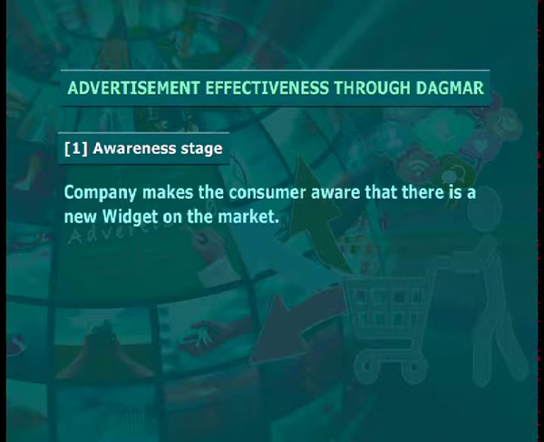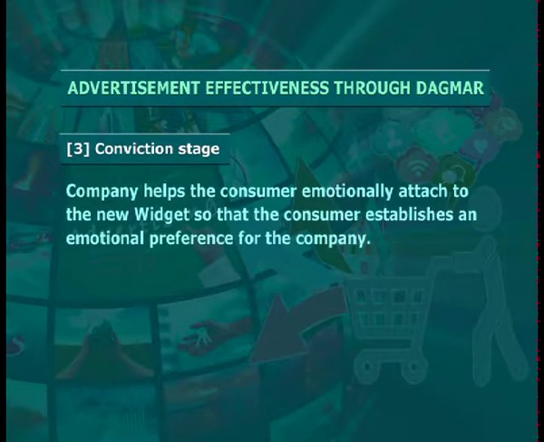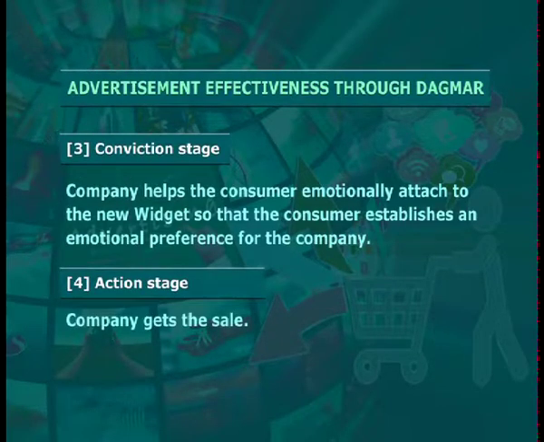First, awareness stage. The company makes the consumer aware that there is a new widget in the market. Second is the comprehension stage, where the company shows consumers the new widget's features and reminds the consumer of the company's logo and brand name. Third is the conviction stage, where the company helps the consumer emotionally attach to the new widget so that the consumer establishes an emotional preference for the company. And the fourth is the action stage, where the company gets the sale.